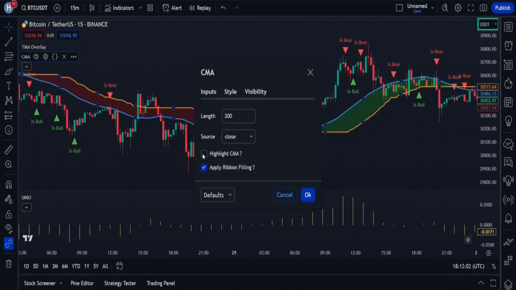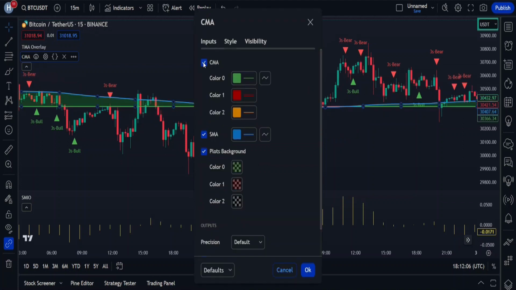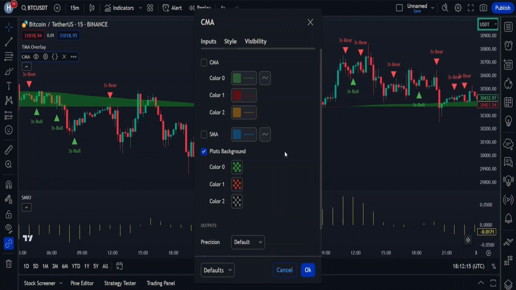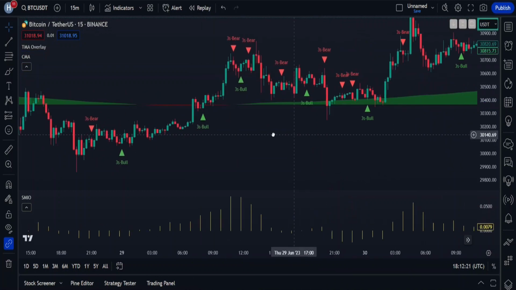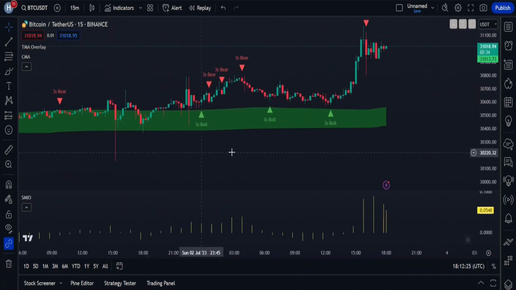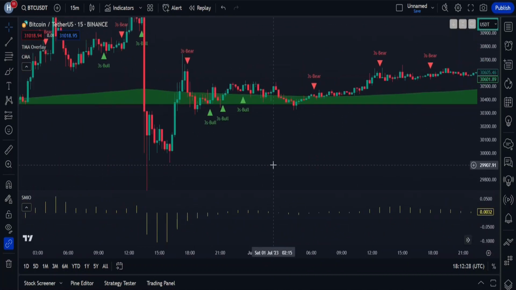Then activate the highlighted CMA option. Next, we will go to the Style section and disable the CMA and SMA options. Only the plot background will be enough in our strategy. Also, we will adjust the opacity of the background. This will help make the indicator more visible on the chart. So these are going to be all the settings and modifications that we will do before using this strategy in our daily trading. Now that our chart is set, let's go through the complete rules for entering a trade using this strategy.